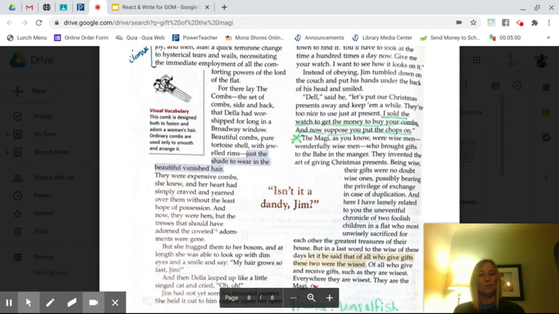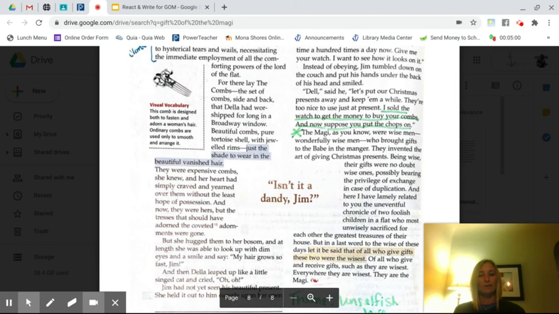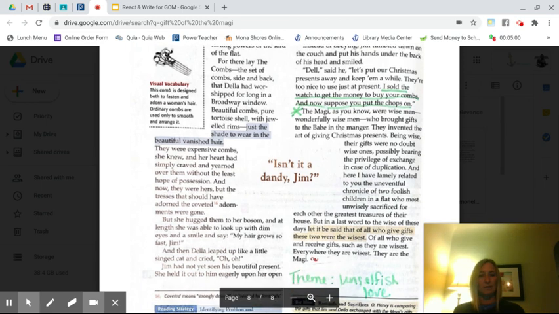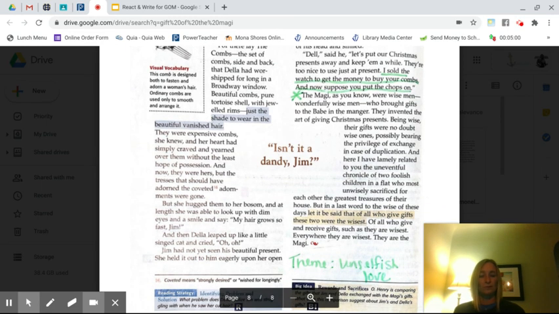The Magi, as you know, were wise men, wonderfully wise men, who brought gifts to the babe in the manger. They invented the art of giving Christmas presents. Being wise, their gifts were no doubt wise ones, possibly bearing the privilege of exchange in case of duplication. And here I have lamely related to you the uneventful chronicle of two foolish children in a flat, who most unwisely sacrificed for each other the greatest treasures of their house. But in a last word to the wise of these days, let it be said that of all who give gifts, these two were the wisest. Of all who give and receive gifts, such as they are wisest. Everywhere they are wisest. They are the Magi.